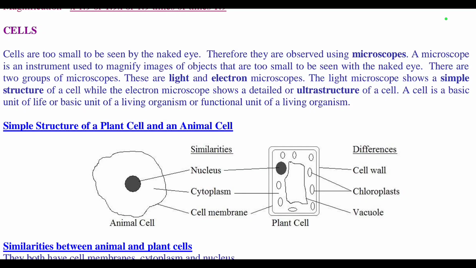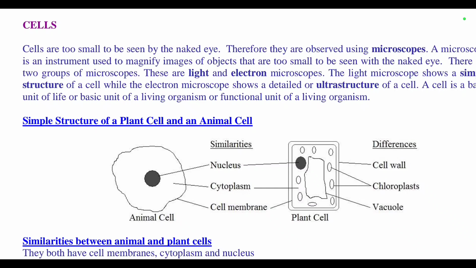Now, let's look at cells in biology. Cells are too small to be seen by the naked eyes. Therefore, they are observed using microscopes. Someone may ask, what is a microscope? A microscope is simply a device or an instrument used to magnify images or objects that are too small to be seen with the naked eyes.